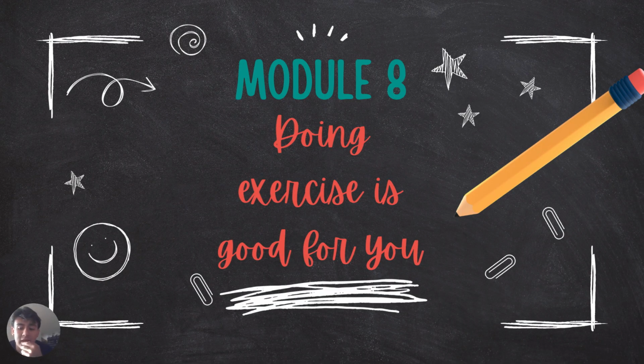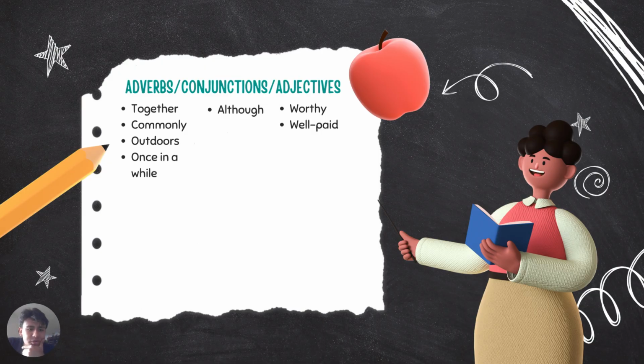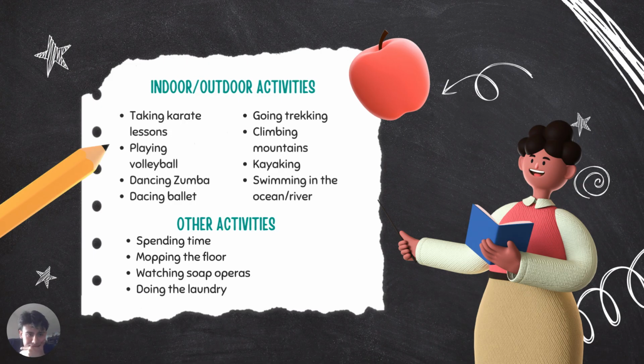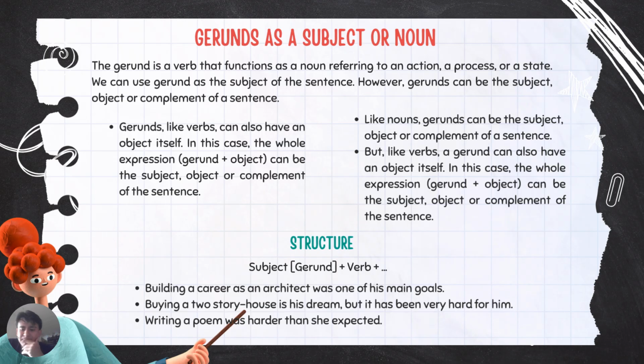Finally, in Module 8, we learn about gerunds. This includes adverbs, conjunctions, adjectives, and some expressions we use. A gerund is a verb ending in -ing that functions as a noun. We can use it as the subject of a sentence. For example, smoking is not good for your health, or sleeping is hard when you have troubles.